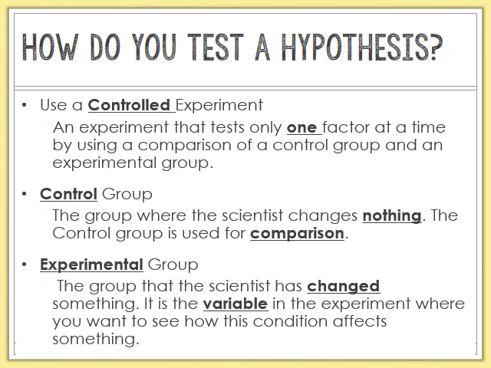Many issues I've seen over the years with science fair, for instance, is that students wanted to change multiple variables. Okay, that's great that you want to change all these things and you want to look at things, but you have to have only one variable that you change. The group that the scientist has changed is your experimental group. That is the variable in the experiment where you want to see how the condition affects something.